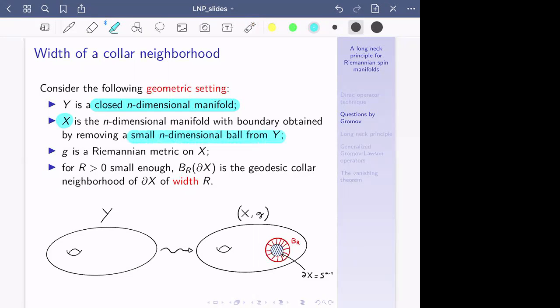So here is the picture. In other words, this is the ball that I remove, and then I obtain a manifold whose boundary is going to be the n-1 sphere. Now suppose that we put a Riemannian metric G on X, and when R is a positive number which is small enough, we let B_R be the geodesic collar neighborhood of the boundary of width R. And B_R is this red region here.